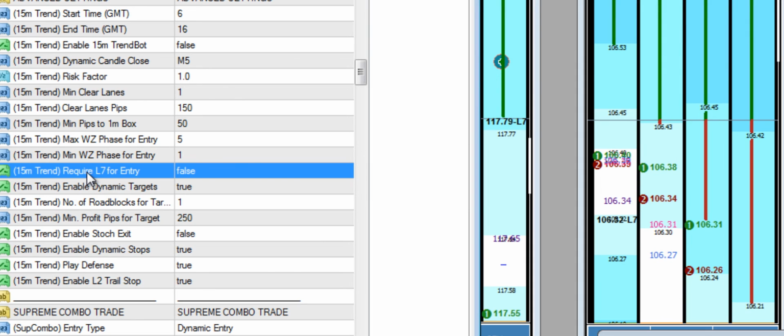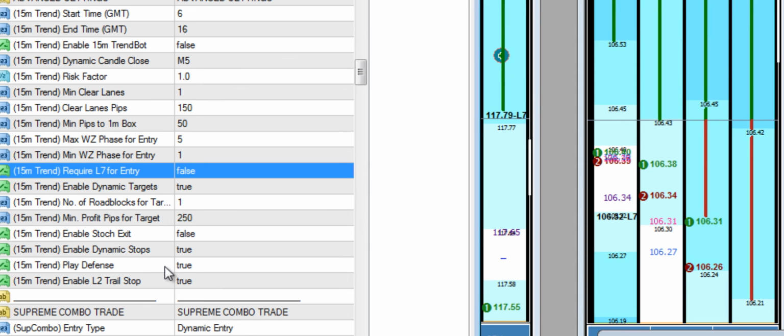In fact, I almost thought about putting that on every single trade, having just an option to make sure there's an L7 in your entry level. It would give you less alerts, but L7s are so good.